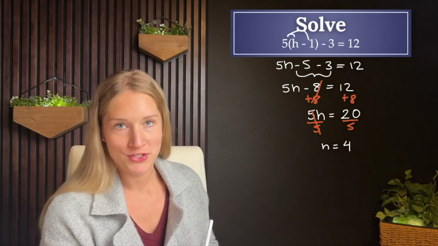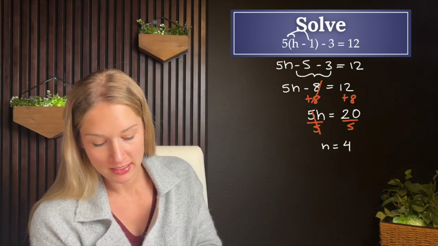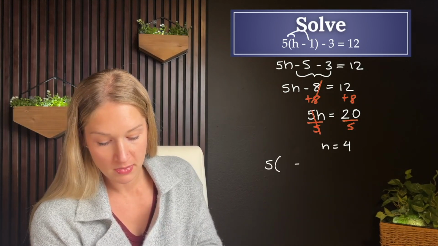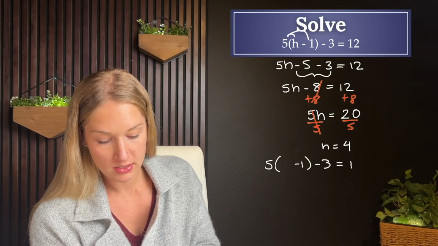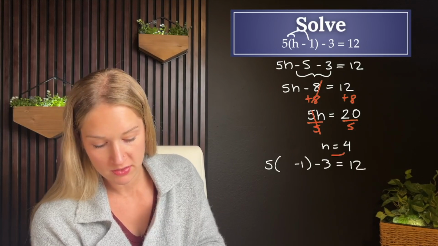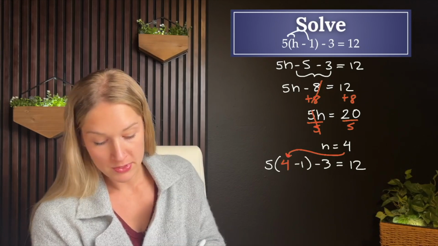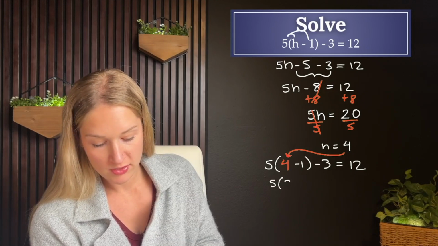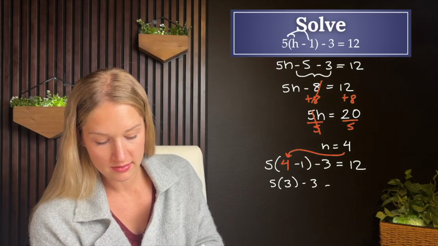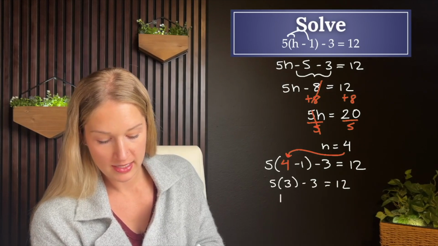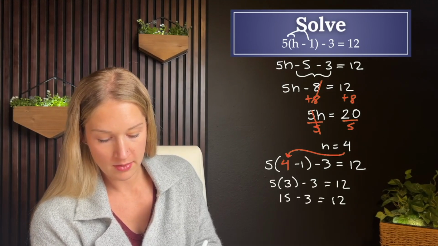Now, of course, always check your answer. I'm going to go back and plug it in. 5 times h minus 1 minus 3 should equal 12. And I am going to put this 4 in that h spot. I always do parentheses first, so do your subtraction inside those parentheses. And then we multiply, and then we subtract.